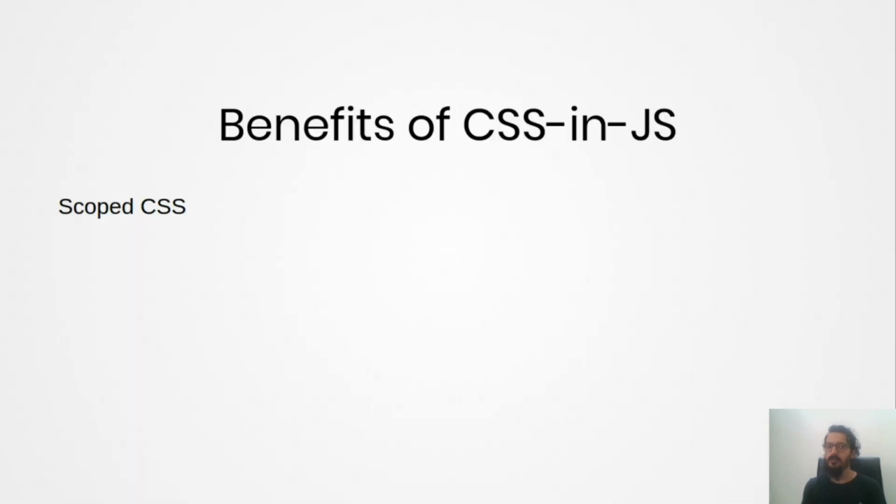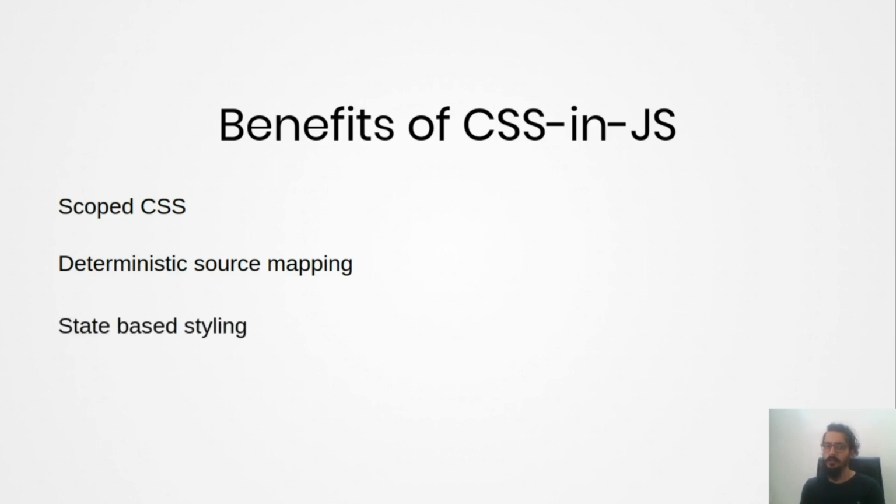Some benefits of CSS in JS are that we get scoped CSS. Whatever name we give to our class, it is never going to conflict with another one. We have deterministic source mapping, so we know which file and which line is mapped to which component directly. And it has state-based styling, so we have access to props and state inside our CSS. Whatever props we get from the parent, we can make it dynamic accordingly.